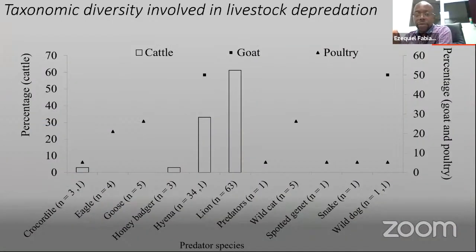In terms of livestock depredation, this graph shows the percentage, or basically the number of respondents that reported having had their livestock preyed upon by wildlife. We have about 10 different predators. When we focus, for example, on cattle, we can see that lions were ranked first, or had a higher frequency, followed by spotted hyenas. But we also had, for example, crocodiles and honey badgers.